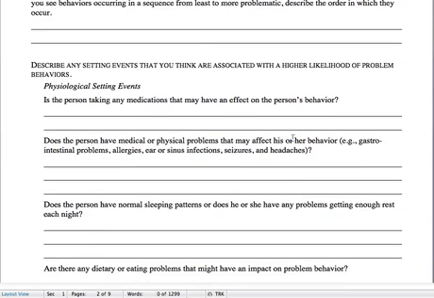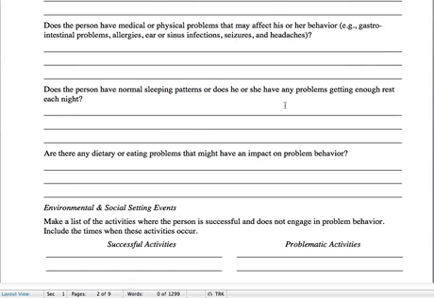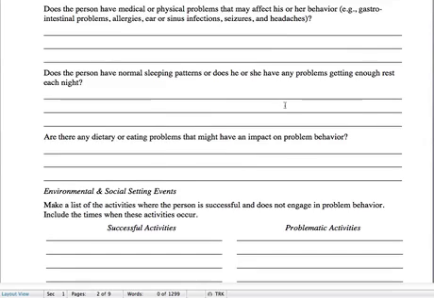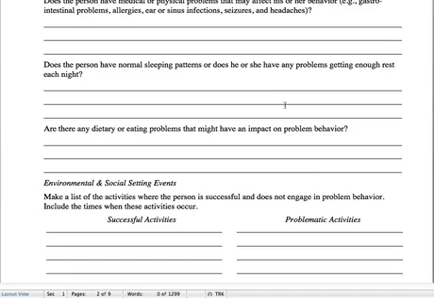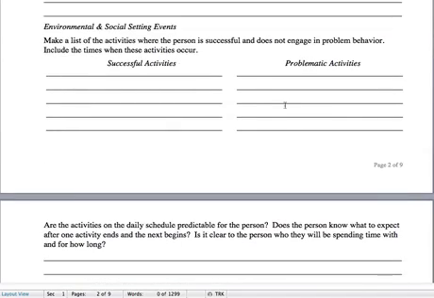Now, then we get into setting events, ecological events. So we look at the physiological events, medications, then we look at medical or physical problems that may affect the behavior. Think about the discussion this week about Michelson, about the medical assessments, the psychiatric diagnoses. We should identify any psychiatric assessment or diagnosis here. Sleep problems, dietary eating problems, you know that sometimes these sorts of issues can impact the problem behaviors.